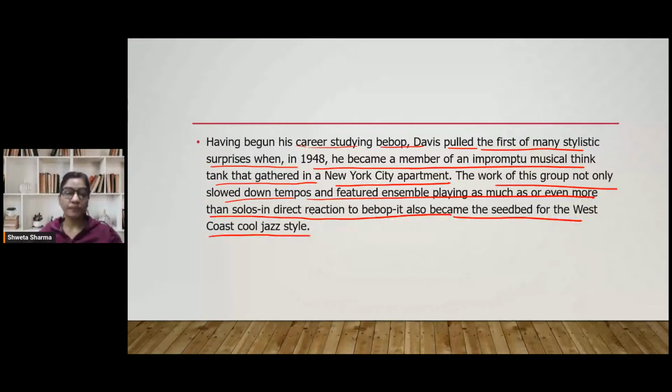So what it's saying is that having begun his career studying bebop, Davis pulled the first of many stylistic surprises when in 1948. What did he do? He became a member of an impromptu musical think tank, right? We are talking about why he was so astonishingly productive. One, when he was producing his first of many stylistic surprises, in 1948 he became a member of an impromptu musical think tank that gathered in a New York City apartment.